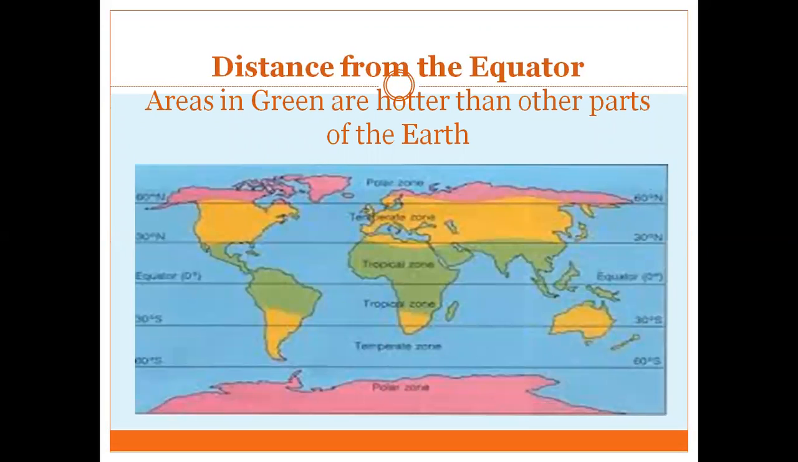See, students, here a map of the world is shown to you that shows different climatic regions of the world that we learned in the previous session also. So areas in the green color are the hotter areas than the other parts of the earth.